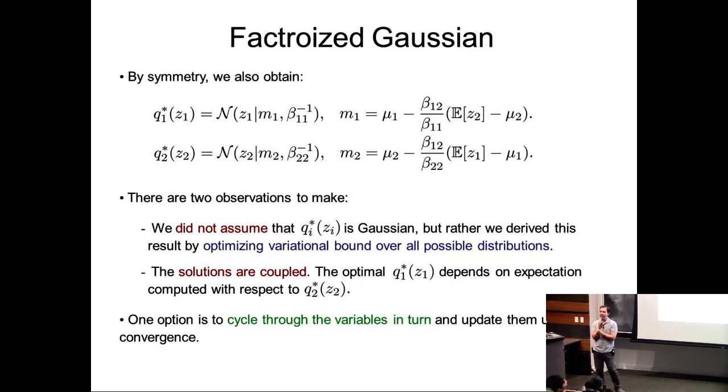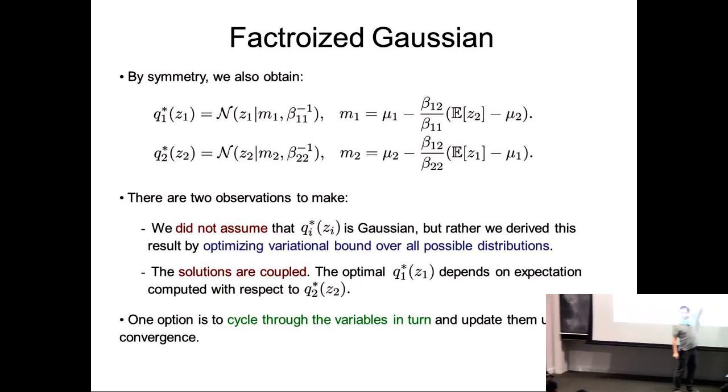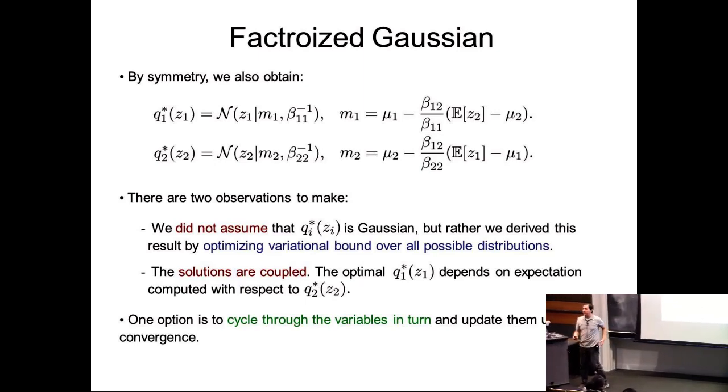That is the case for a lot of variational learning. The solutions are coupled. The optimal Q1 depends on an expectation computed with respect to the optimal Q2, and the optimal Q2 depends on the expectation of Q1. That's why these kinds of settings don't have a closed-form solution. You have to iterate until you converge to some point. It's not like you have a fixed solution, like, what's the optimal Q, and I just give it to you. In many cases, you have to cycle through the variables until you find the optimal ones.